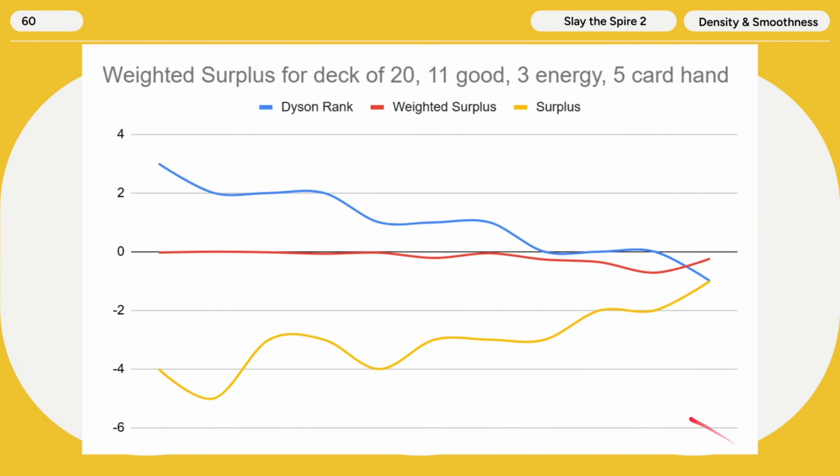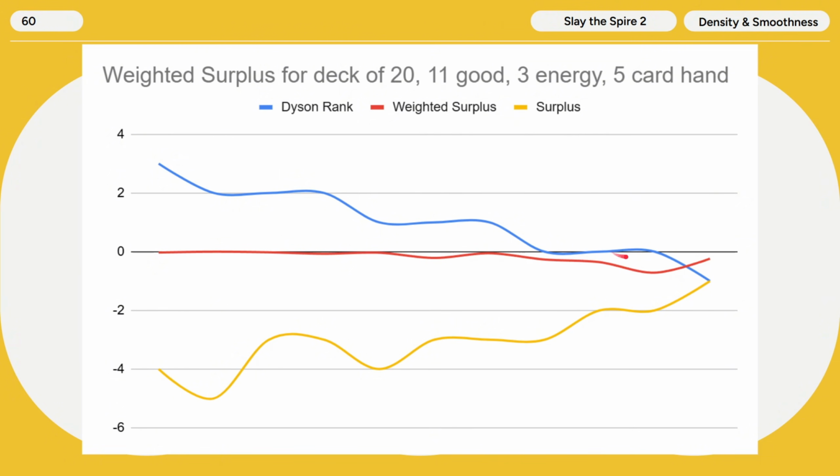Here's that graphed out again. So we have the Dyson rank here in blue and we have the surplus here in yellow, and you can see them tending towards the same area. But let's look at the weighted surplus. So when we multiply by the probabilities of the surplus, you can see that on the red line here, although the yellow is out in the -4, -5s, it just snaps back to the 0 line. And actually it sticks really, really close to the 0 line up until you get to the flat, the low, up until you get to like the low rank permutations.